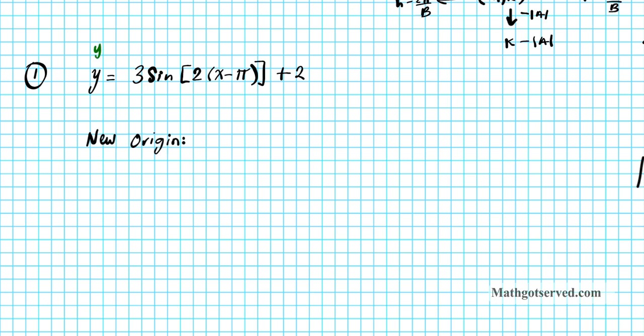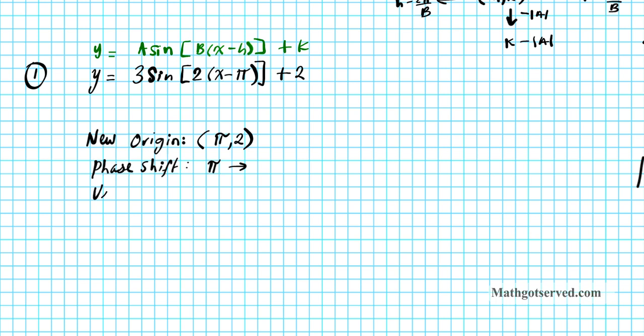So we have y is equal to a sine b times (x minus h) plus k. We can see that a is 3, b is 2, h is pi, and k is 2. So the new origin (h, k) is given by (pi, 2). That means that our phase shift is going to be pi units to the right, and our vertical shift is going to be 2 units up.